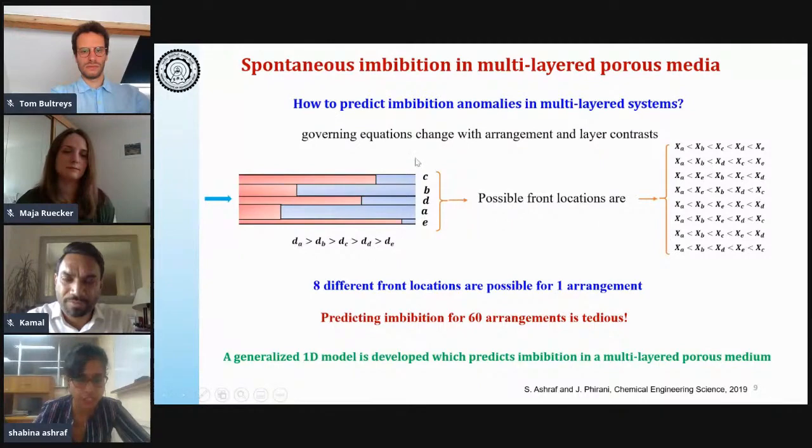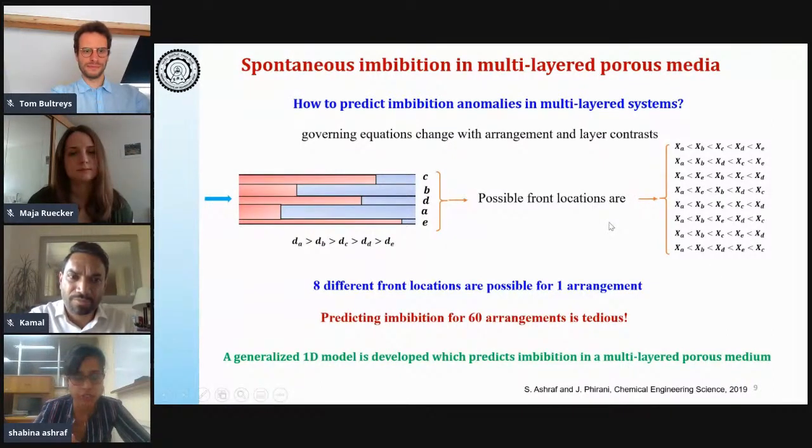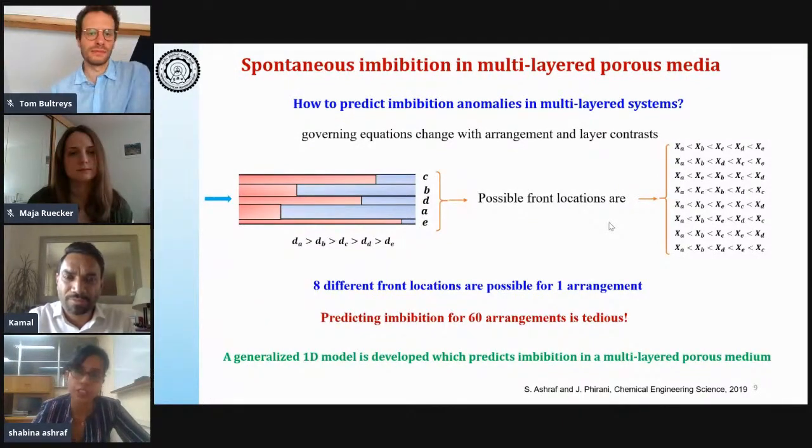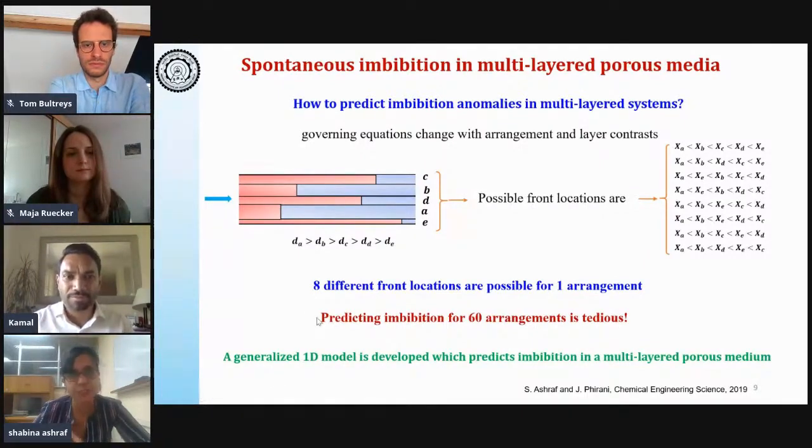For instance, I have shown here one arrangement of a 5-layered porous medium. For this one arrangement, there are 8 different possible front locations. That means we might need to develop 8 different one-dimensional governing sets of equations, so this becomes a tedious task. One 5-layered porous medium will have 60 such arrangements. So one arrangement has 8 different possibilities, and there are 60 arrangements. This becomes very cumbersome.